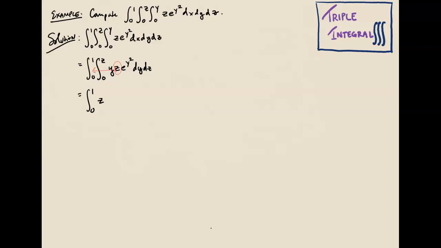I can't pull it through the outer integral because that's an integral with respect to z. If I pull it through the inner integral, then the result looks like this. That's a little less intimidating looking, because to integrate this function with respect to y isn't hard at all.